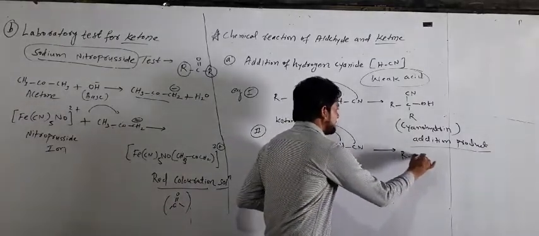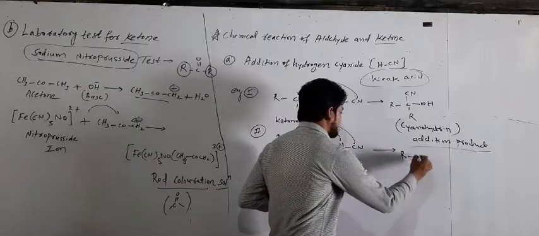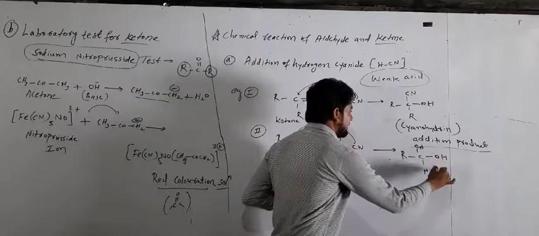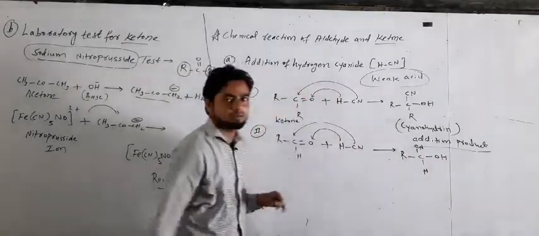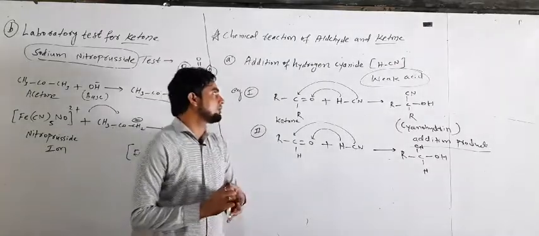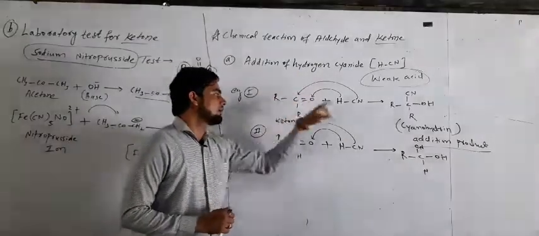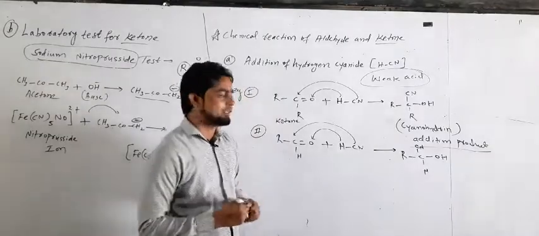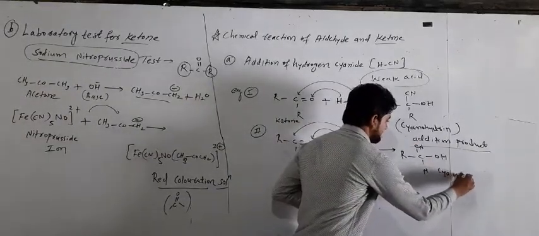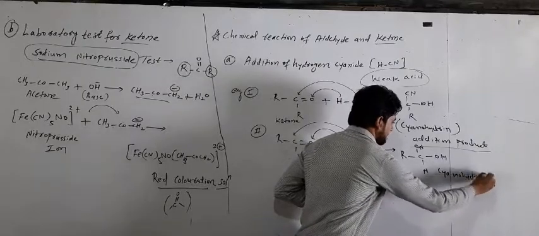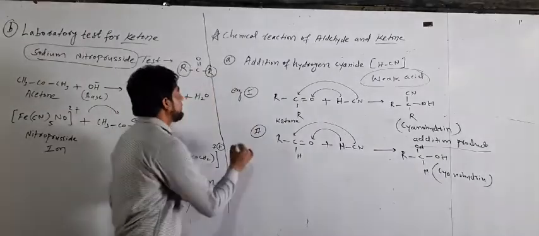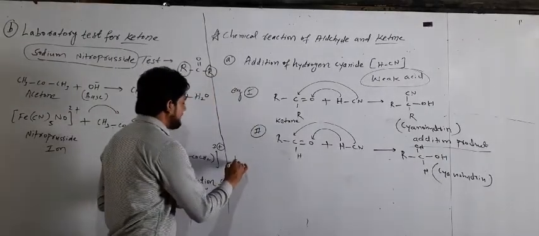So what do we get here? We get R, here H, here CN and here OH. It is also called cyanohydrin. It means when an aldehyde or ketone reacts with hydrogen cyanide, the addition of hydrogen cyanide forms the cyanohydrin product or addition product. Cyanohydrin product. Clear, beta?